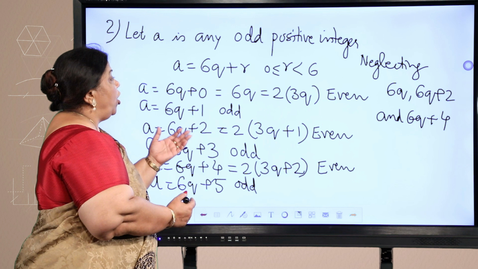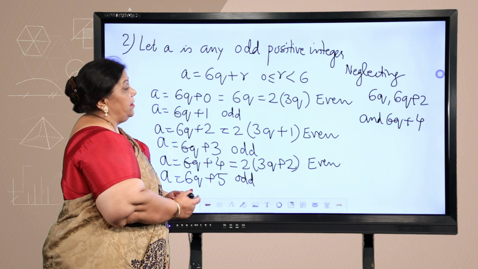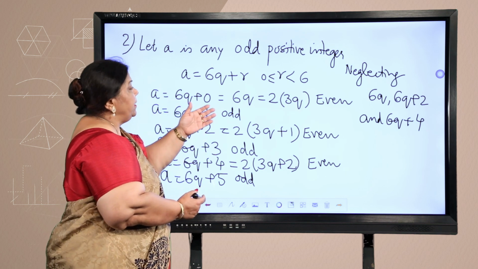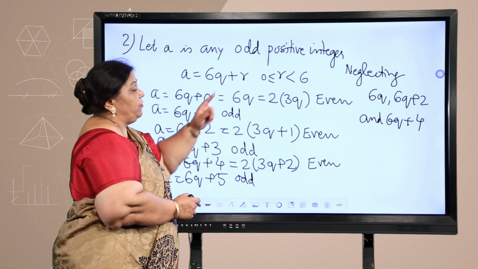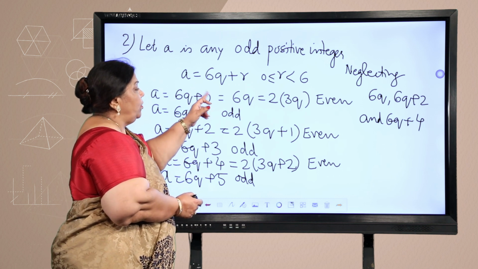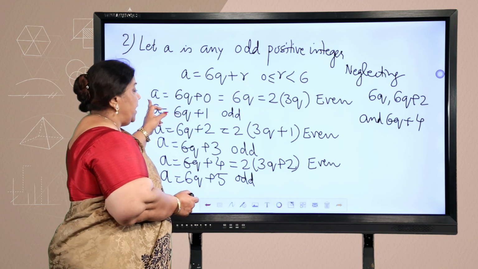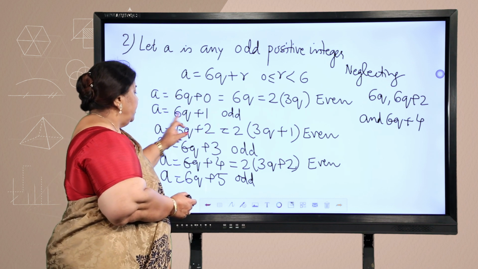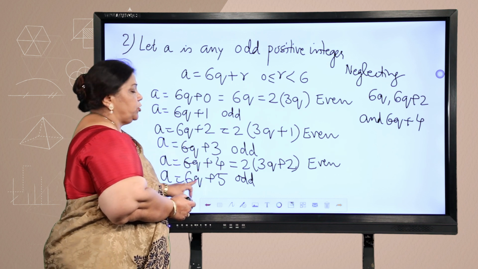Let A be any odd positive integer. Using Euclid's division lemma, I can express A as 6q plus r in this case, and r is obviously greater than or equal to 0 and less than 6, because when you divide by 6, what are the possible remainders? Possible remainders are 0, 1, 2, 3, 4, 5, and thus A can be expressed as 6q plus 0, 6q plus 1, 6q plus 2, 6q plus 3, 6q plus 4 and 6q plus 5.